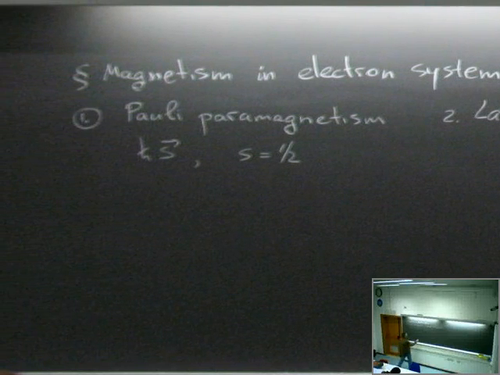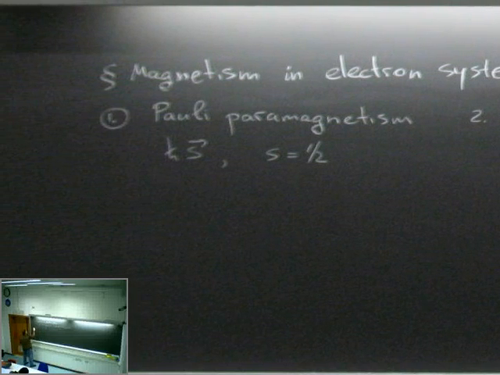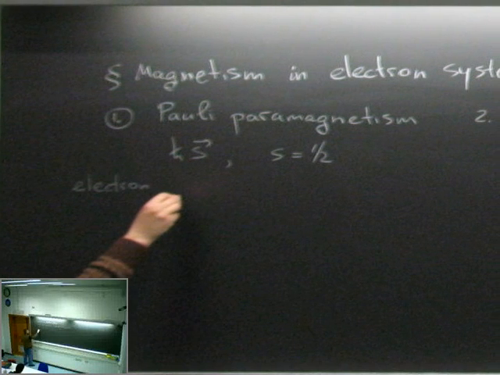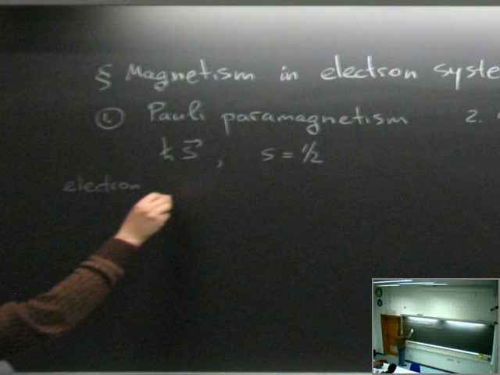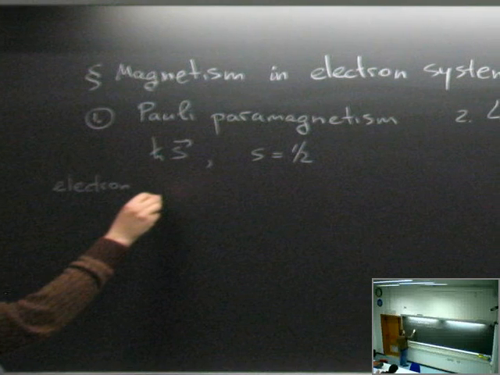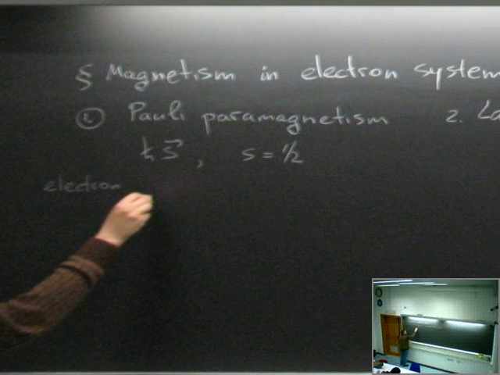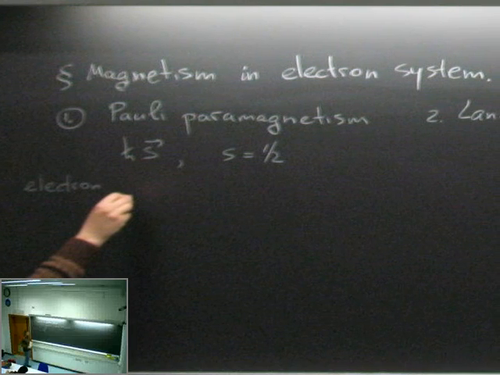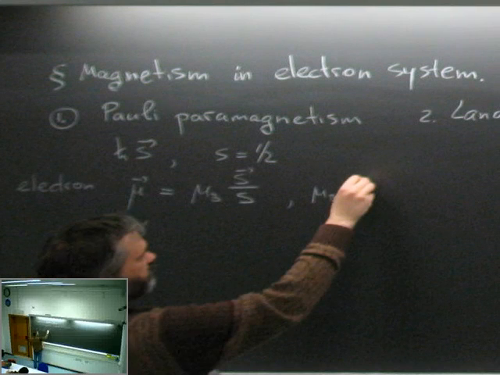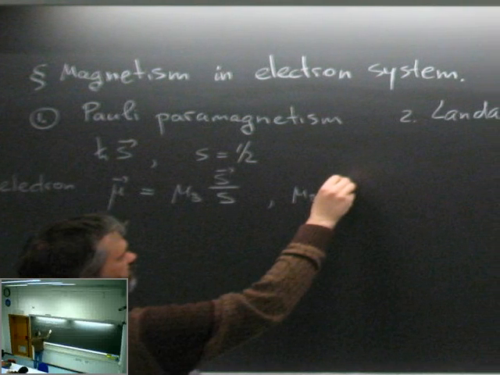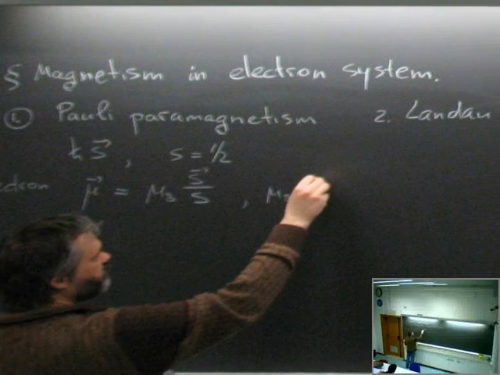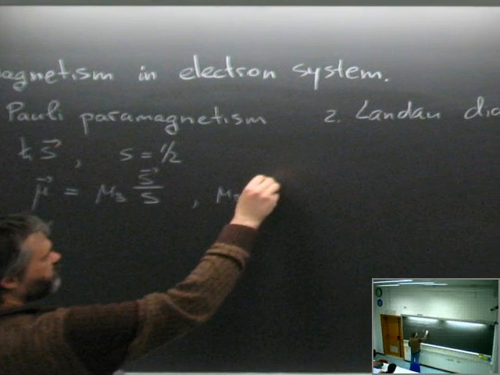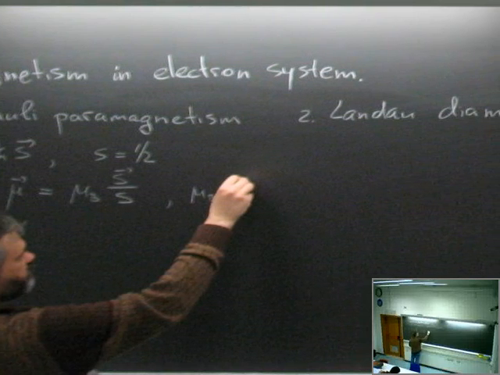And the magnetic moment of the electron, the magnetic moment μ, is the Bohr magneton times S over S, where the Bohr magneton is eħ over 2mc. So this is the Bohr magneton.